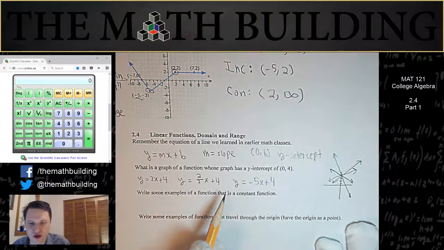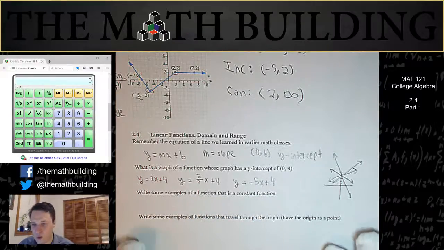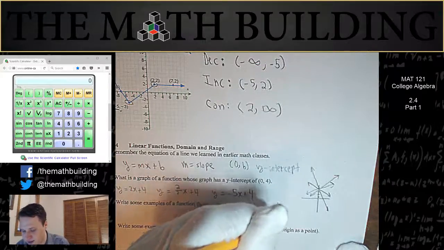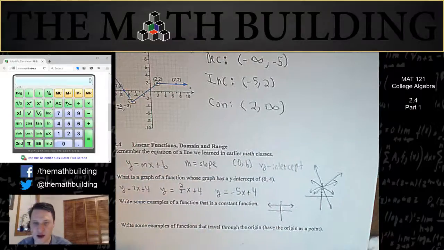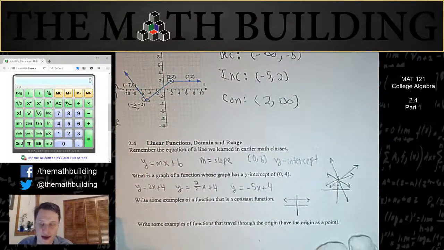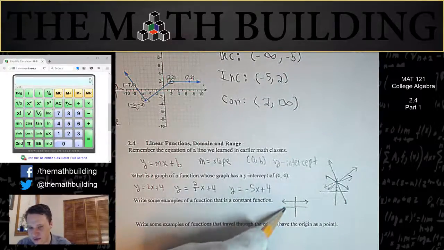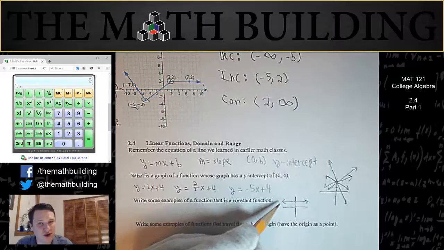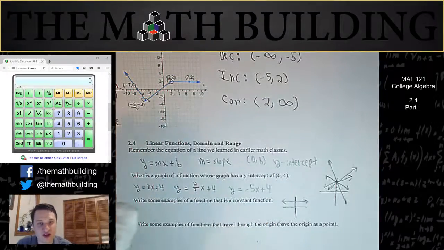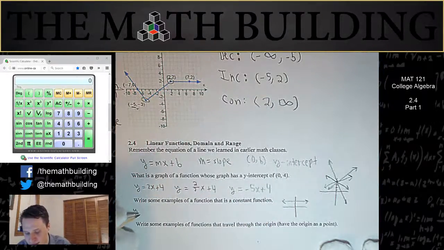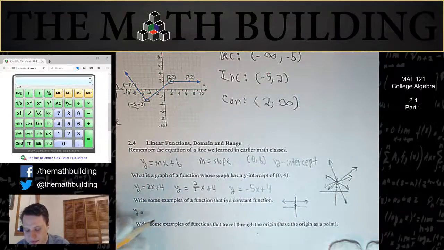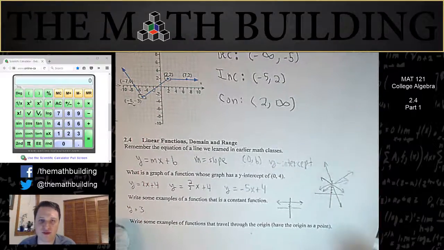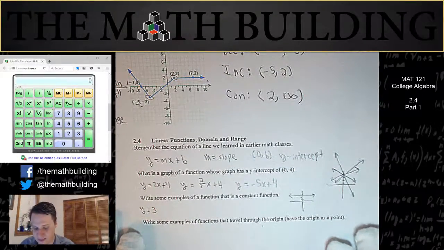What's an example of a function that is a constant function? Well, a constant function looks like this. It's a function that's not going up or down ever. You can see that x is changing, but y never changes. And so a horizontal line has an equation of y equals something. So if this line was going through the point (0, 3), the equation of that line would be y equals 3, and we wouldn't have any x's.